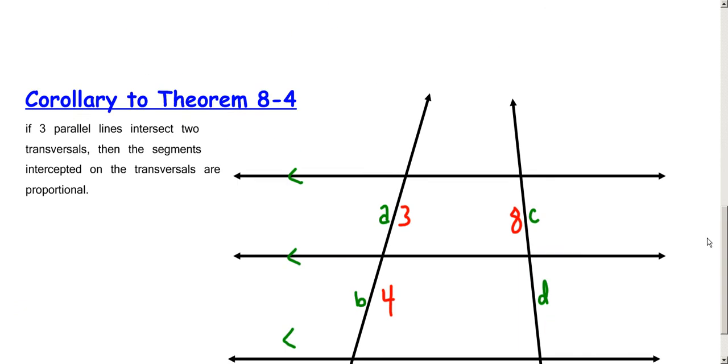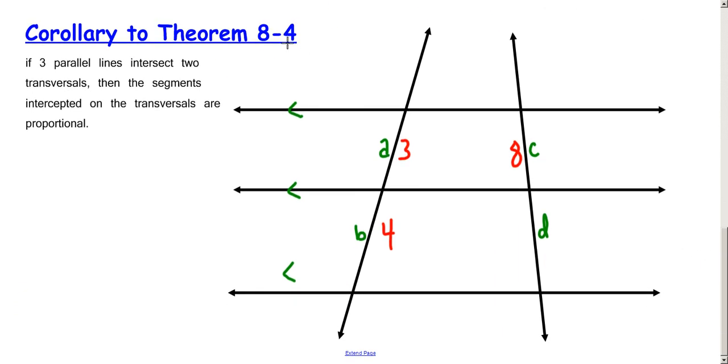Okay, one thing that's not in your notes that I want you to add in there is the corollary to theorem 8.4. It says if 3 parallel lines intersect 2 transversals, so we're not looking at a triangle necessarily here, we've got 3 parallel lines intersected by 2 different transversals, this theorem says the segments intercepted on the transversals are proportional. So we've got segments A, B, C, and D. This theorem is just saying that A is to B as C is to D.